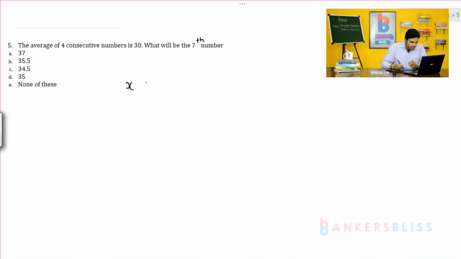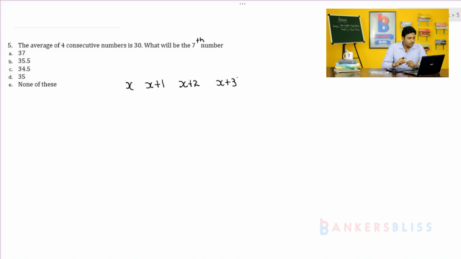The next number will be x plus 1, which is 1 more than the previous, the third number will be x plus 2, and the fourth number will be x plus 3. Here they have given to consider only the 4 consecutive numbers. In the previous problem I told you, if the series is in AP, then the middle term will be the average.